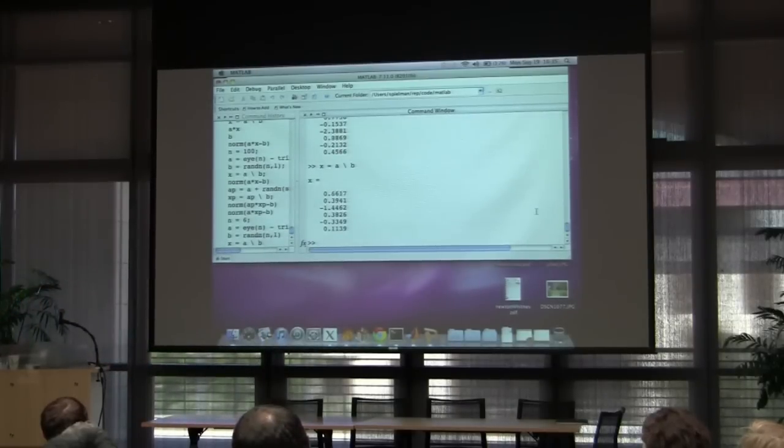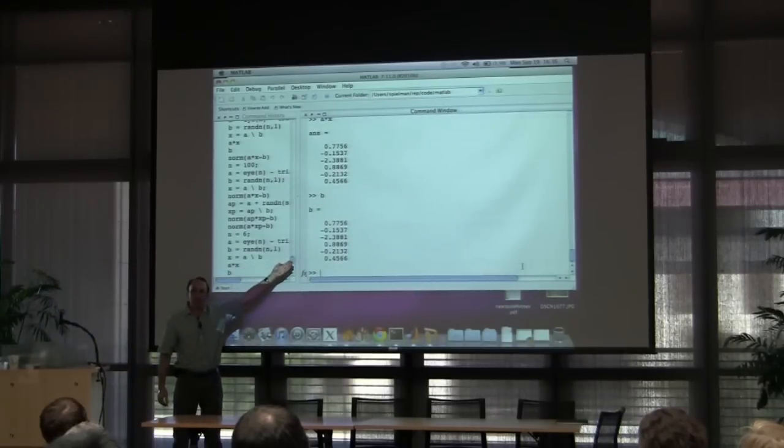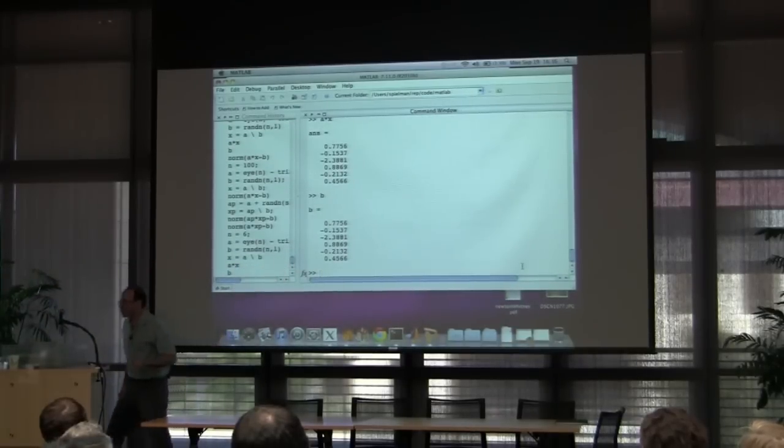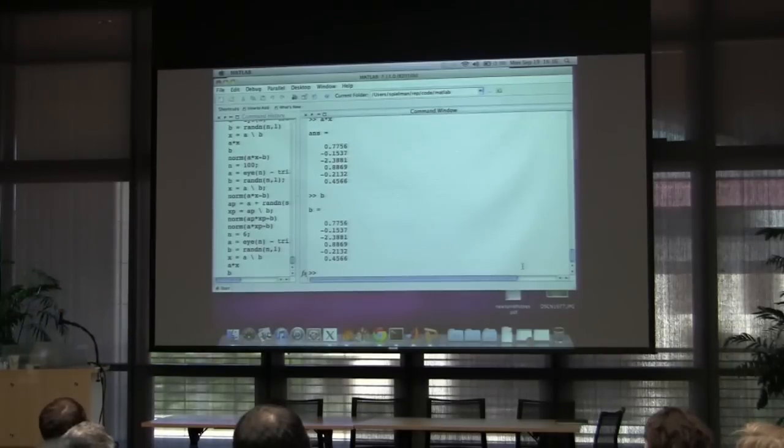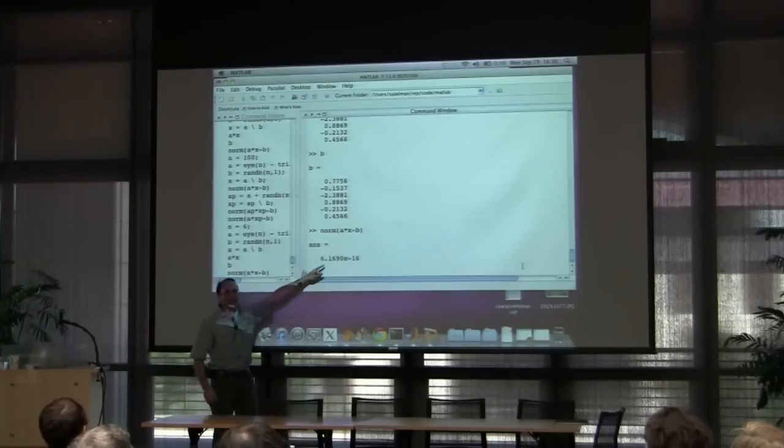And is it the right solution? Oh, I lost... let's check. I can do A times x, and I see that I've lost b from the screen, so let me pull that back up. OK, A times x and b look pretty much the same. So Gaussian elimination worked. But just to do a comparison better, let's compute the norm of their difference. The norm of the difference was something like 6 times 10 to the minus 6.